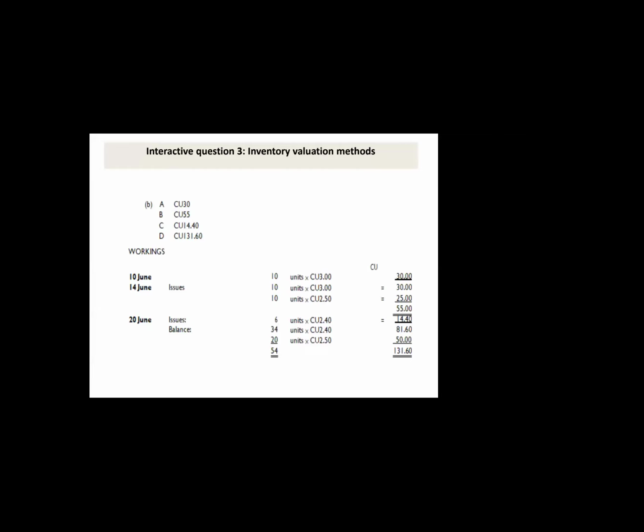10 units at the rate of 3 is 30. Then 20 units, 10 at the rate of 3 and 10 at the rate of 2.5, equal to 55. And finally, 6 units at the rate of 2.4 equal to 14.4. And the value of inventory would be 20 units at the rate of 2.5, that is 50, and 34 units at the rate of 2.4 equal to 81.6. It's total 131.6. Is it okay? Clear?